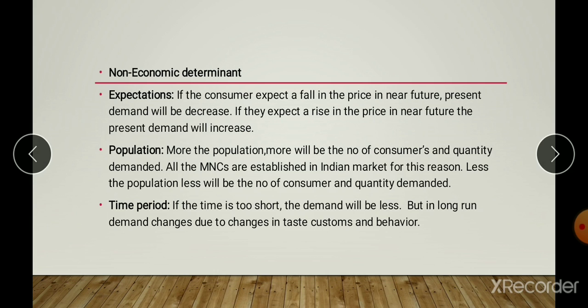The thing is that the consumer always has some expectation. If the price of a good will fall in the near future, he reduces his demand in the present. For example, he wants to buy a car. He thinks that in the near future the price of the car will decrease, so he postpones his buying at present. He buys the car in the near future, in 2021 or 2022, like this.